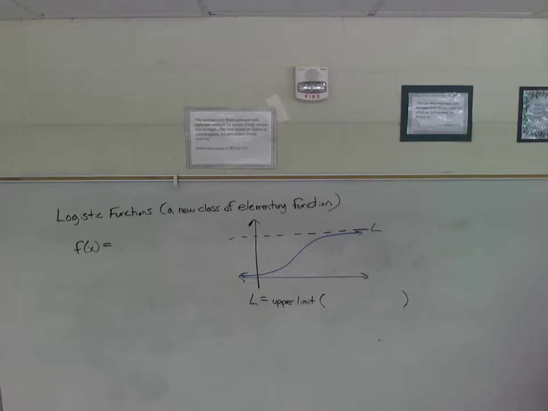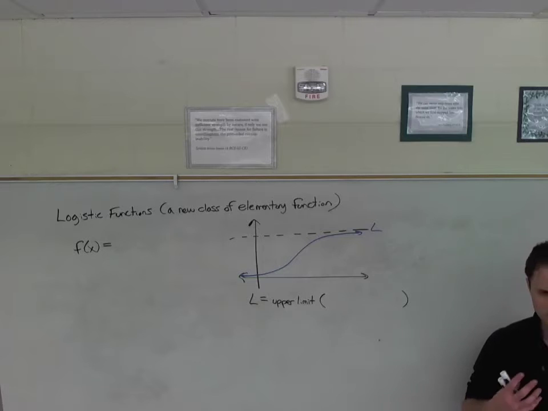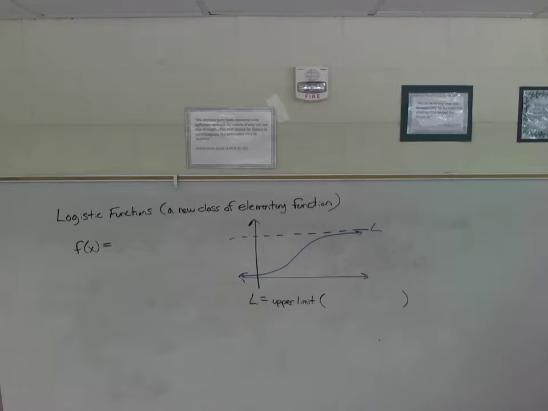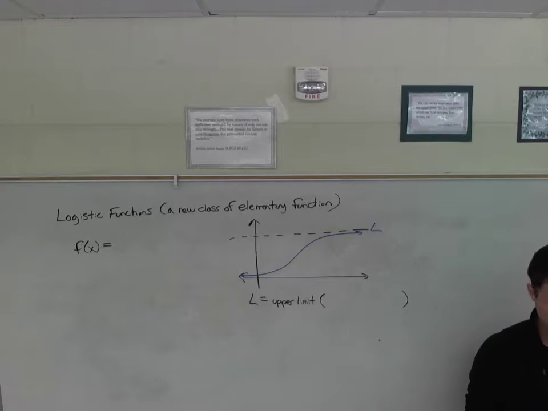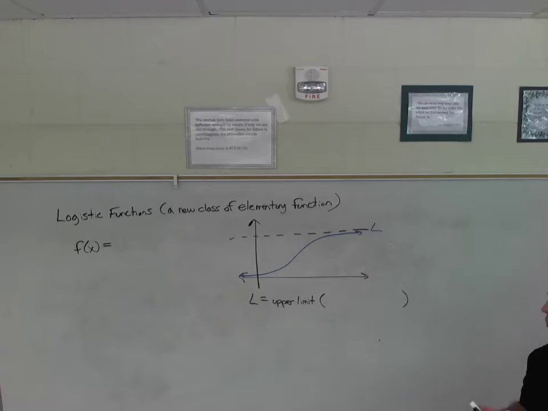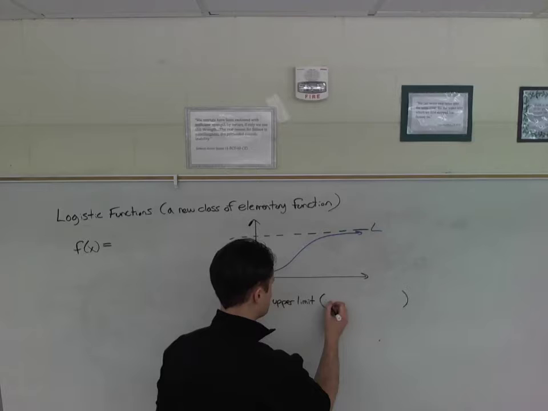So what is L? For all logistic functions, you have this L, which is like an upper limit. In example 10, what kind of thing are we talking about for an upper limit? Maximum sustainable population. Yeah, it's like the maximum population. Was it elk in that example? Yeah.